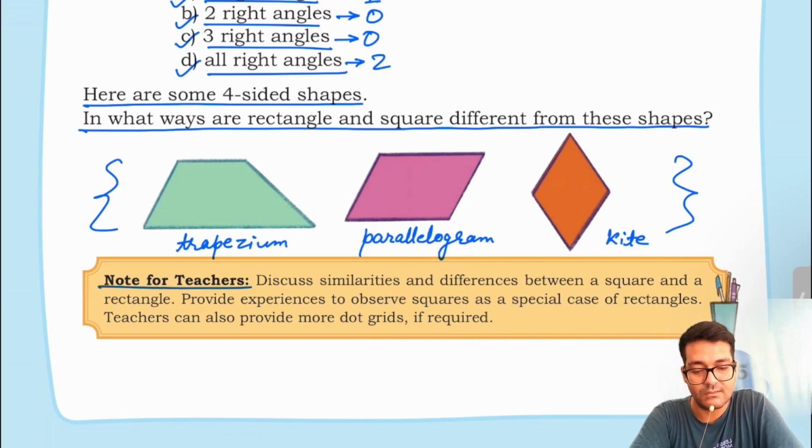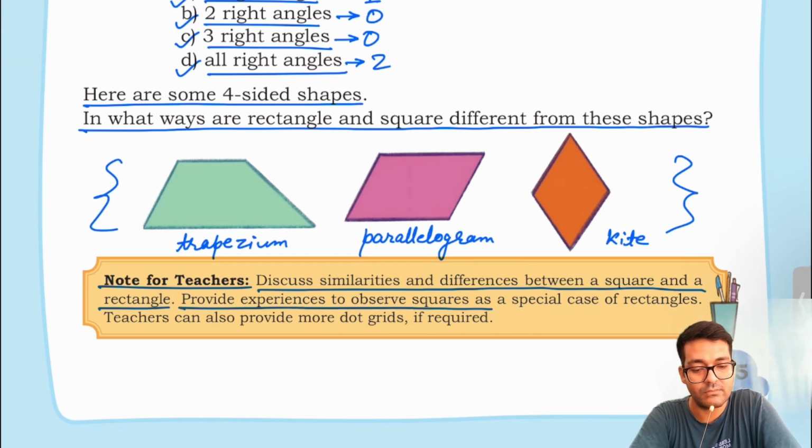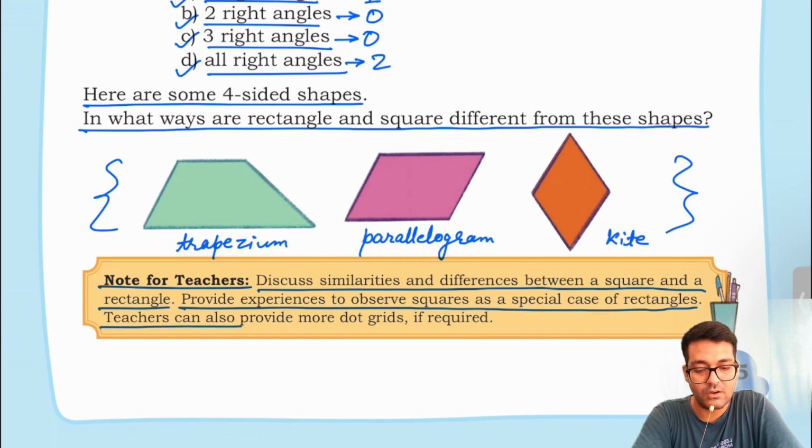Note for teachers. Discuss similarities and differences between a square and a rectangle. Provide experiences to observe squares as a special case of rectangles. Teachers can also provide more dot grids if required.